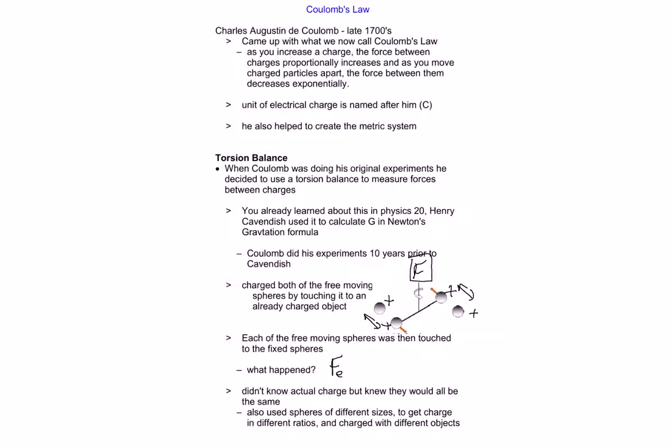So he figured out that it didn't matter how much he rubbed the rod, he would only get the same amount of charge, but if he made the sphere bigger, it would then take more electrons or whatever, and it would be a bigger charge. So he changed the size of the spheres, he changed the distance between them, changed all kinds of things, and he would measure the force that it created.